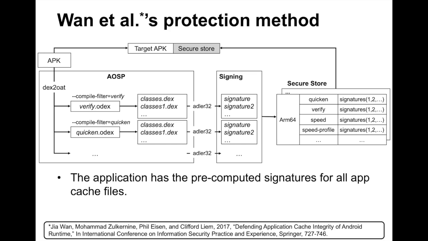There was a trial to solve this problem. Wan et al. suggested a method for protecting the integrity of an app cache file with a pre-computed hash value. Before the target APK is released, they generate app cache files with diverse compile filters and instruction types. And then, they calculate all hash values for all combinations which can occur. They generate a secure store with the hash values and concatenate the store with the target APK file.